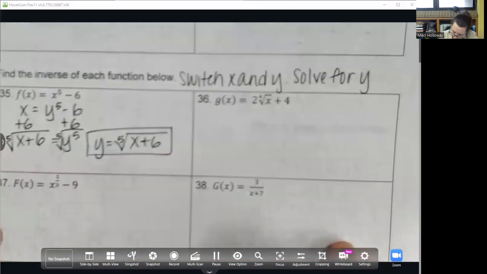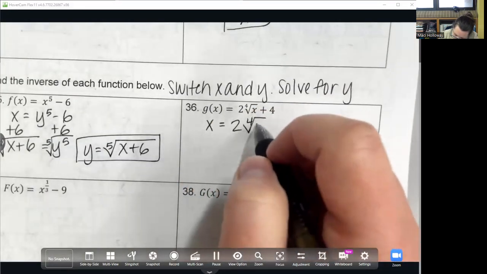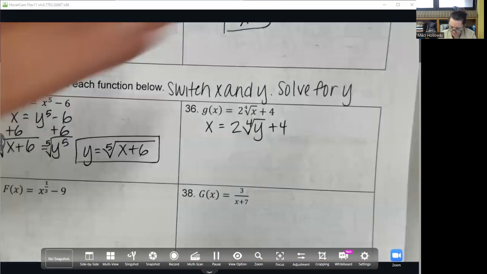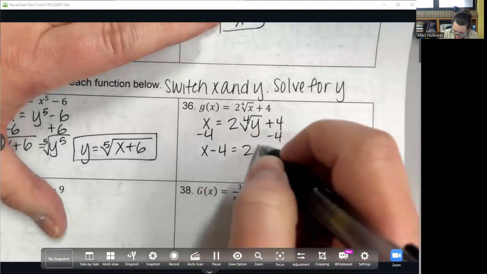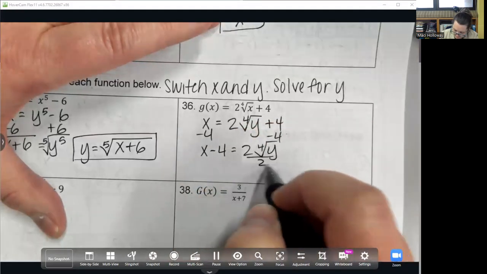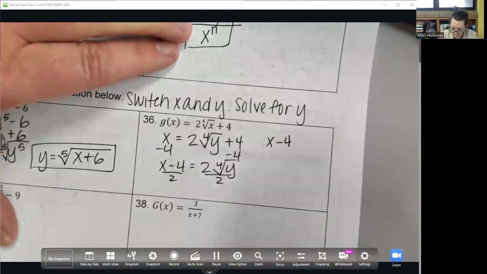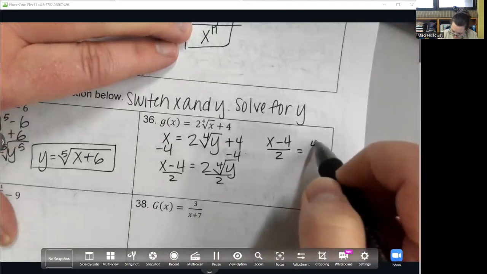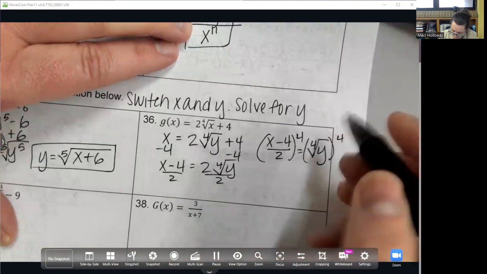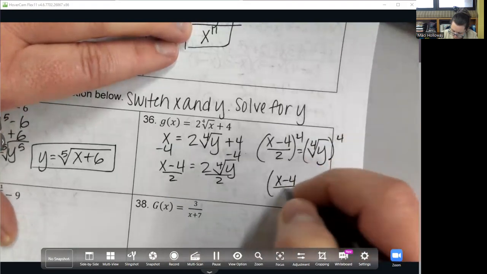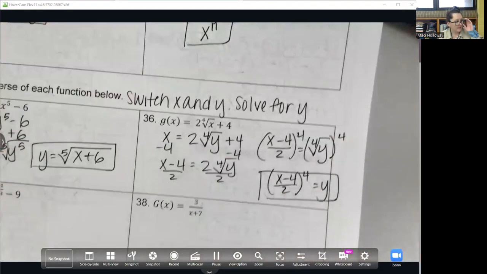All right, 36. Switch x equals 2 times the 4th root of y plus 4. So we're going to solve for y. I'm going to move 4 over first. X minus 4 equals 2 times the 4th root of y. Divide by 2. So we have x minus 4 divided by 2 equals the 4th root of y. The opposite of the 4th root is raising it to the 4th power. So we have x minus 4 over 2 to the 4th power equals y. The end of that one.